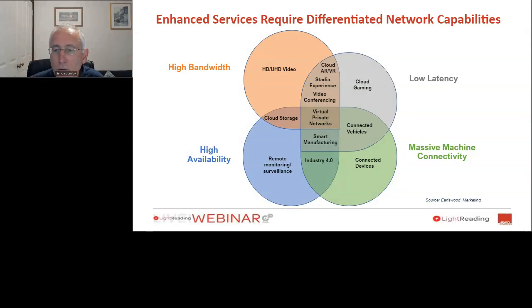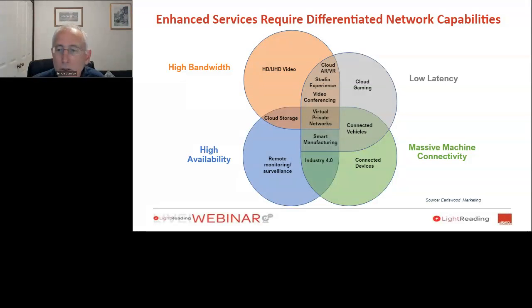Video conferencing also requires reasonably high bandwidth and low latency. Cloud storage needs to be accessed quickly and must be available at all times, unless there's local caching of critical data. Smart manufacturing requires low latency and massive connectivity, but also manufacturing systems need to be connected at all times to ensure maximum productivity. Connected vehicles and infrastructure require low latency and massive machine connectivity, but also have to be designed to work safely when that connectivity is lost.